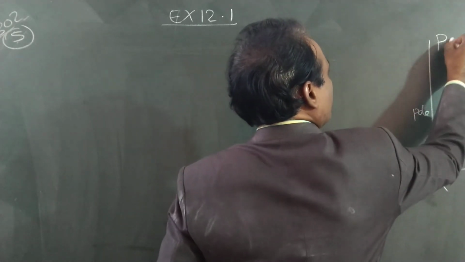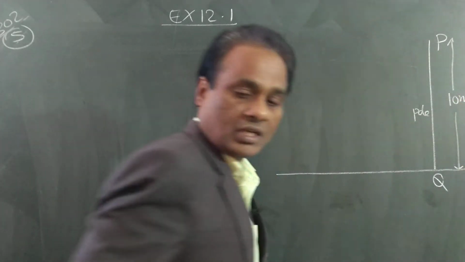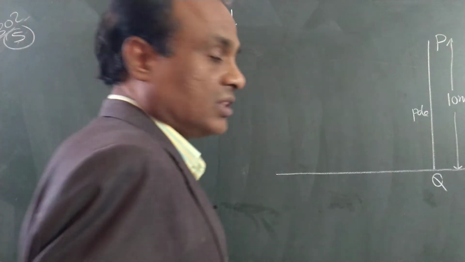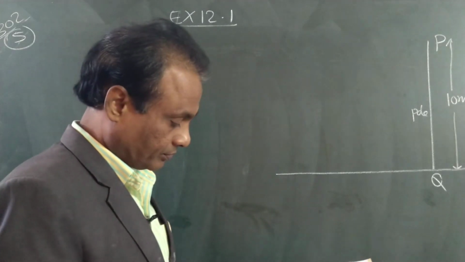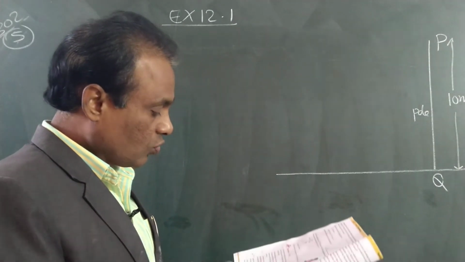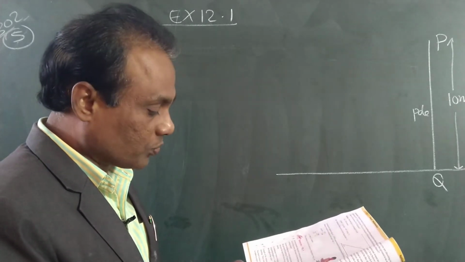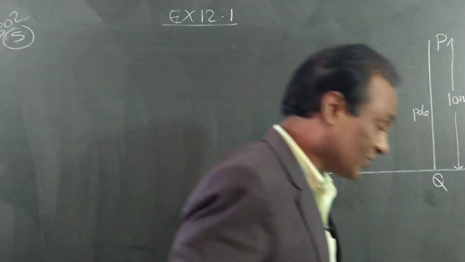What is the height of the pole? 10 meters. Height of the pole is 10 meters. There is a pole of height 10 meters. You want to erect a pole of height 10 meters with the support of 3 ropes. Each rope has to make an angle 30 degrees with the pole.